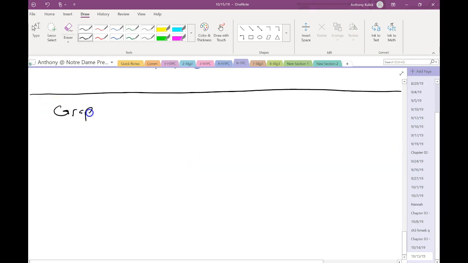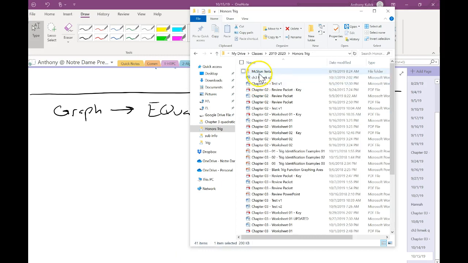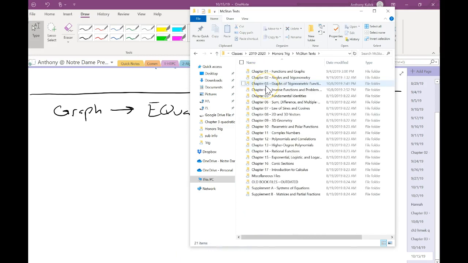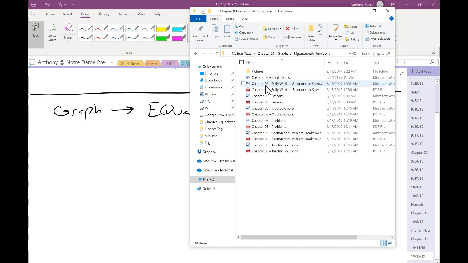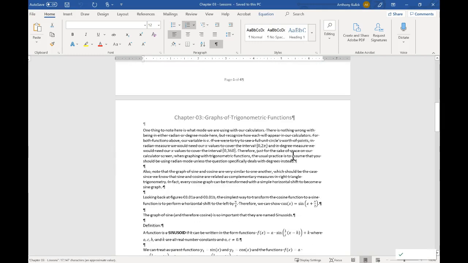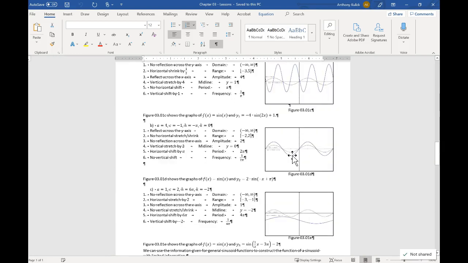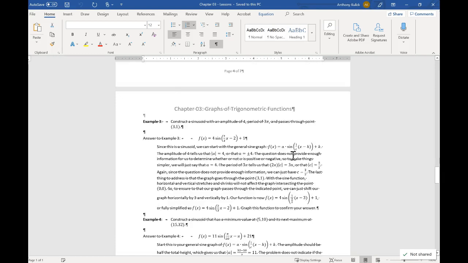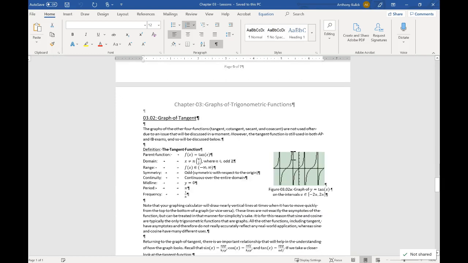What if we want to go from graph to equation? Let's grab the example from the text. That'll probably be best. Certainly be a little bit quicker than writing one on my own, off the cuff, so to speak.